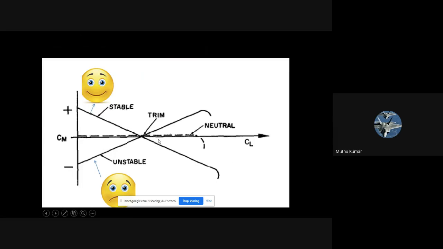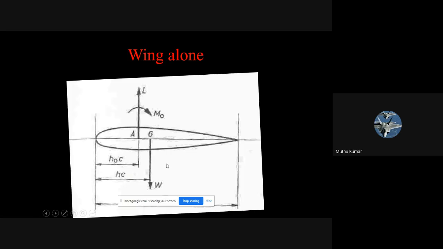If we put it all in one graph, this positive slope is an unstable one, this negative slope is a stable one, and this is where the trim point is. This dotted line represents neutral static stability. As a designer, I want to create an aircraft with such a trend. Whatever CL it operates at, the corresponding moment about the aircraft has to be like this. I have to make sure it looks like this.